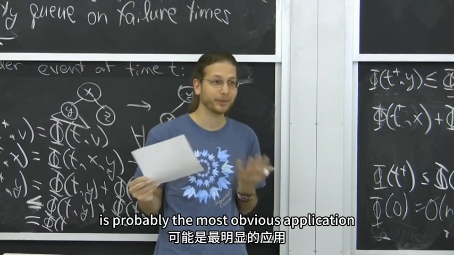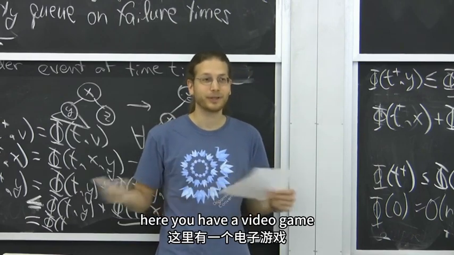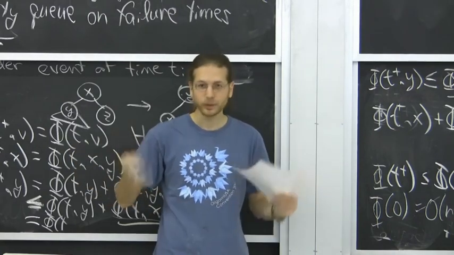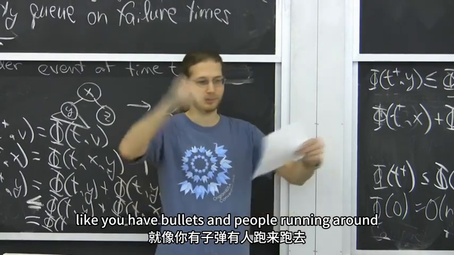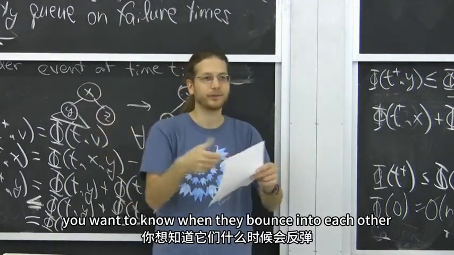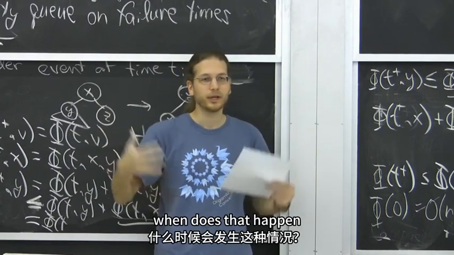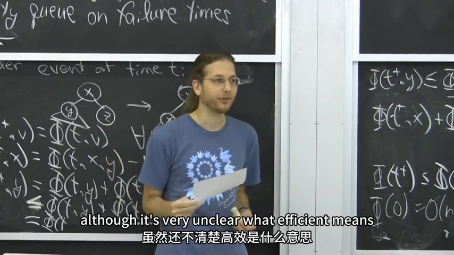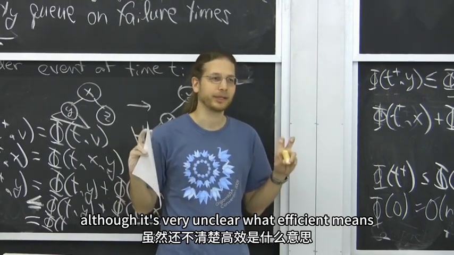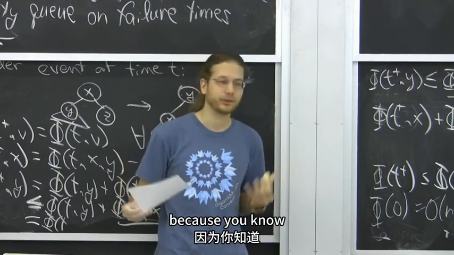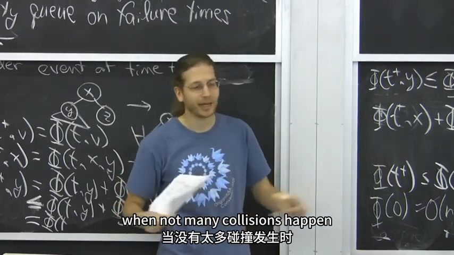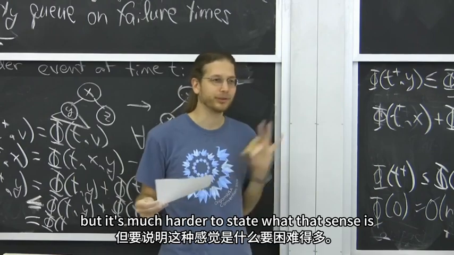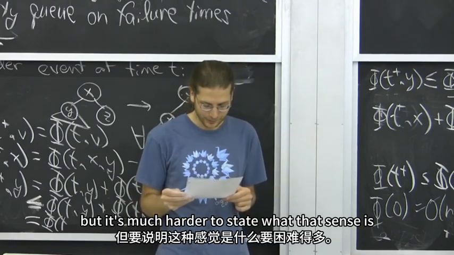Collision detection is probably the most obvious application here. You have a video game, things are moving with known velocities. You update those velocities, like you have bullets and people running around, and you want to know when they bounce into each other, or into walls which are stationary. When does that happen? There are pretty good algorithms for kinetic collision detection, although it's very unclear what efficient means, because you want to optimize for the case when not many collisions happen. And these algorithms do, in a certain sense, they're optimal, but it's much harder to state what that sense is.